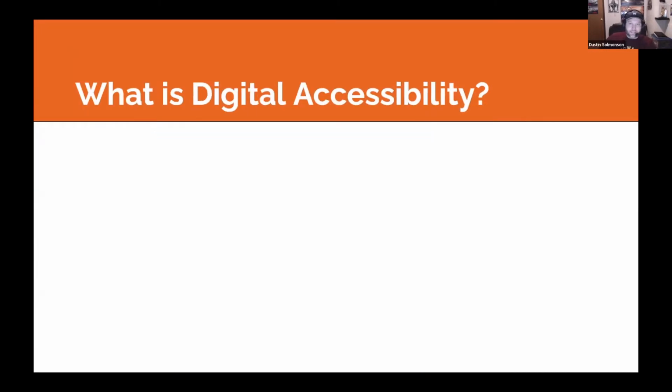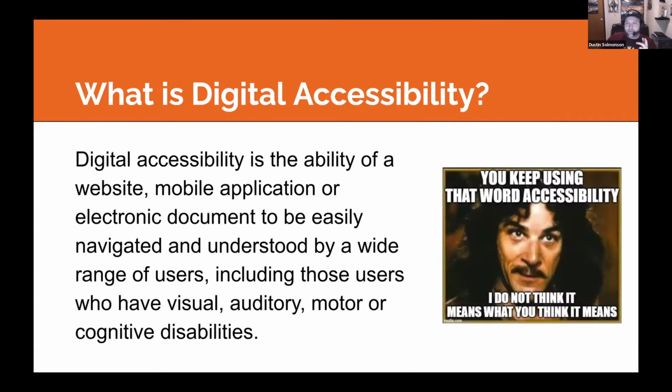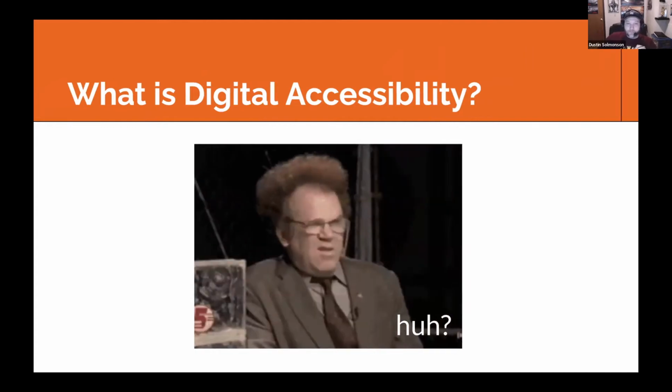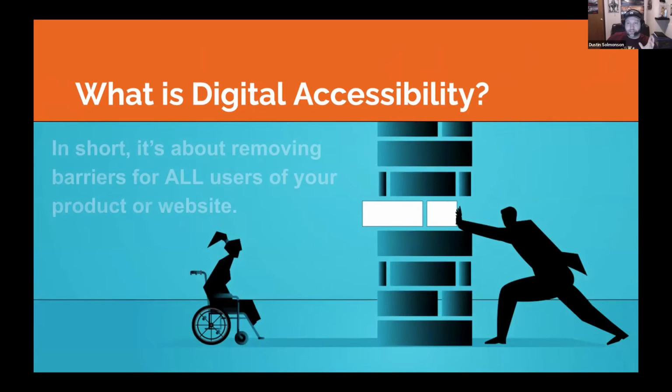So what is digital accessibility? It is the ability of a website, mobile application, or electronic document to be easily navigated and understood by a wide range of users, including those users who have visual, auditory, motor, or cognitive disabilities. That is quite a mouthful. To put it in more human terms, digital accessibility is about removing the barriers for users of all abilities to use your product, service, or website. Basically, you want people to be able to see and use your stuff, whether that's buying products, getting information, or learning how to contact you. If they can't see your site, if they can't browse your site, they're not going to talk to you or your client.